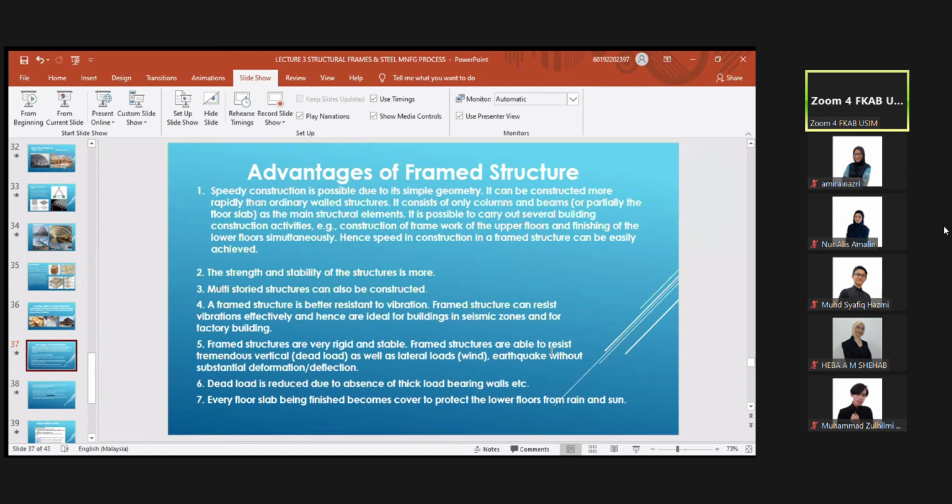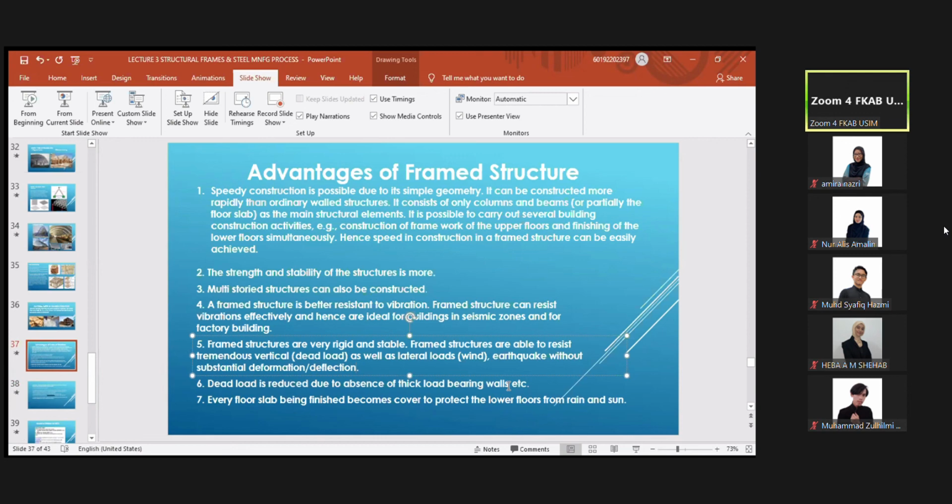The structure is able to resist tremendous vertical load, as well as lateral load, earthquake, without substantial deformation or deflection. But again, this probably applies to steel, if we are talking about steel and timber. But with concrete, it may cause some cracks. Once it's cracked, then the building is not safe unless there's some solution to strengthen the structure. And then number 6, dead load is reduced due to absence of thick load bearing wall. For steel structure, yes.